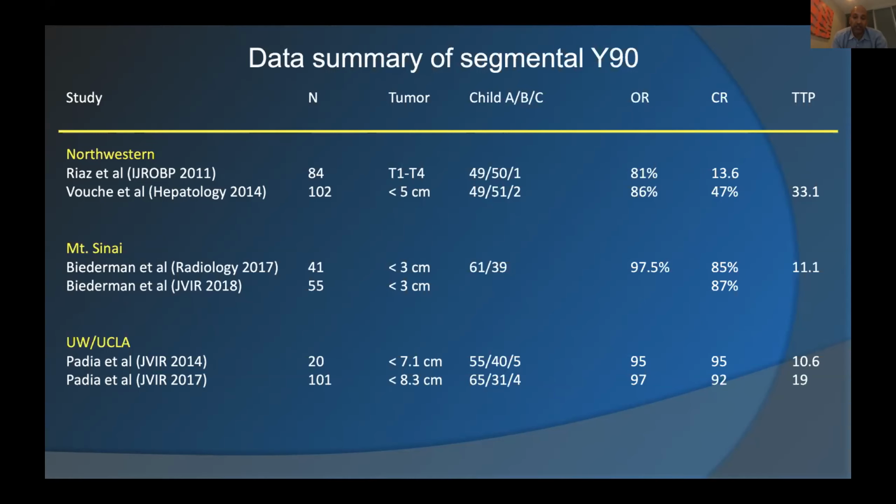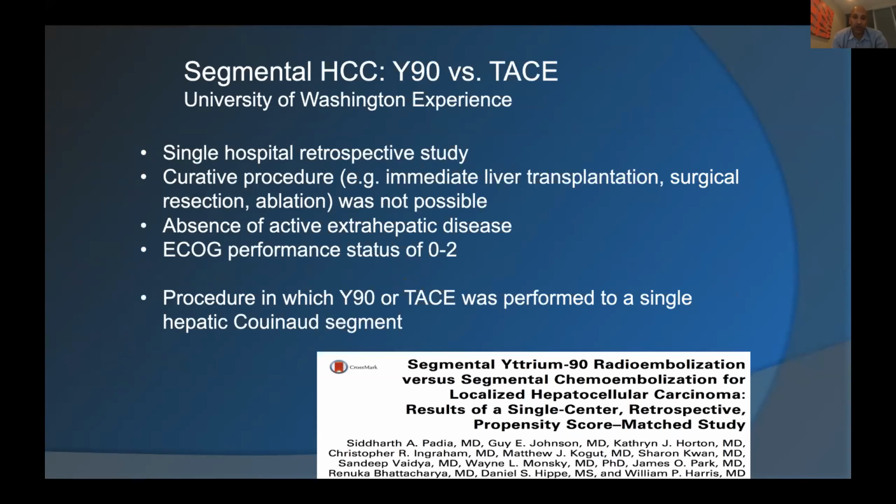You'll also notice that we've expanded the criteria. It used to always be less than 3 centimeters, try to compete with ablation. But now we realize that you can do this for larger tumors. So we reported even up to 8 centimeters in some of the later series. So I'm going to talk about the one we did.